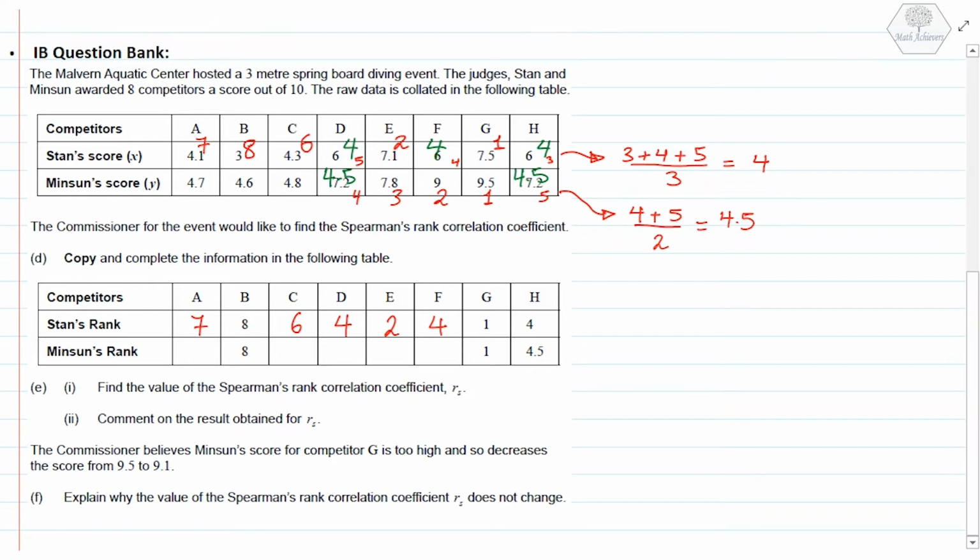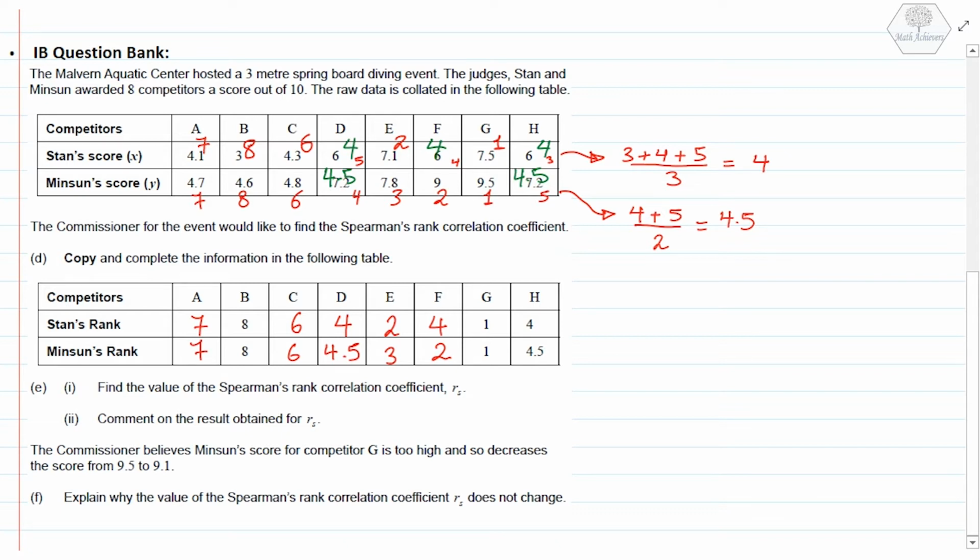After that, I'll be having the 4.8 as the 6th value. This is the 7th and this is the 8th. This is the second. This is the third. This is 4.5, 4.5, 6th, and 7th. Now we filled in the tables.